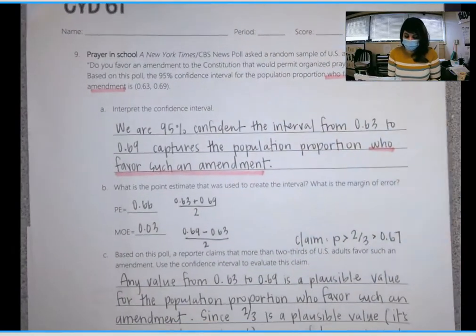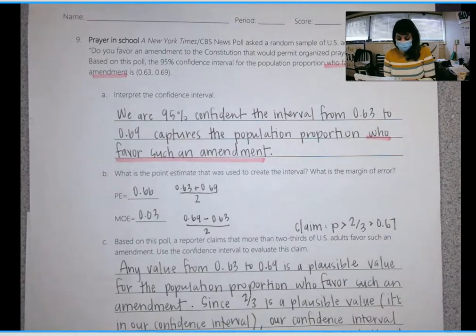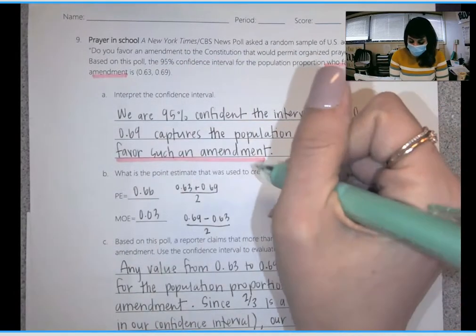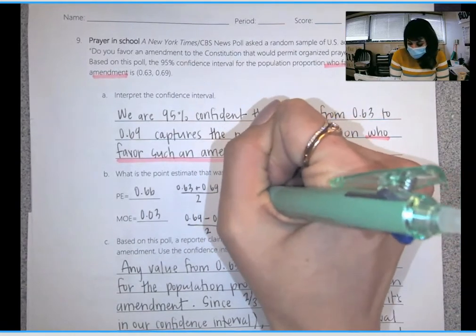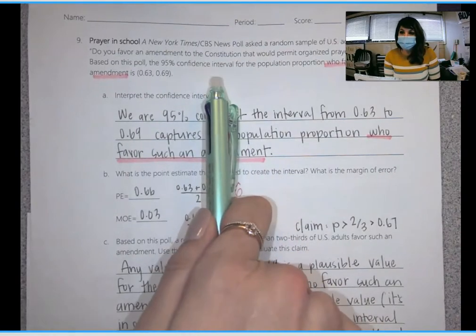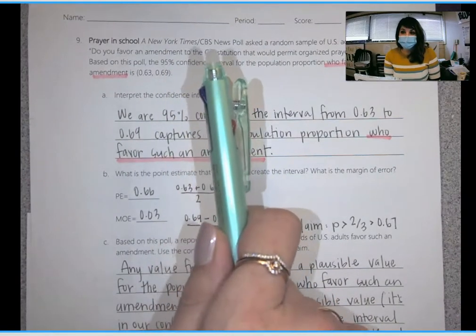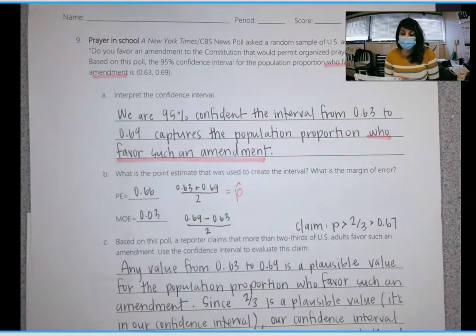They go through and ask you to find your point estimate and your margin of error. I wish that I would have used symbols here, so I'll just add that in now. Your point estimate is p hat. What happened is we took a sample and the sample proportion was 66%. 66% of the people we sampled said they would favor such an amendment. What is our margin of error? Well, we might be off by about 3%.